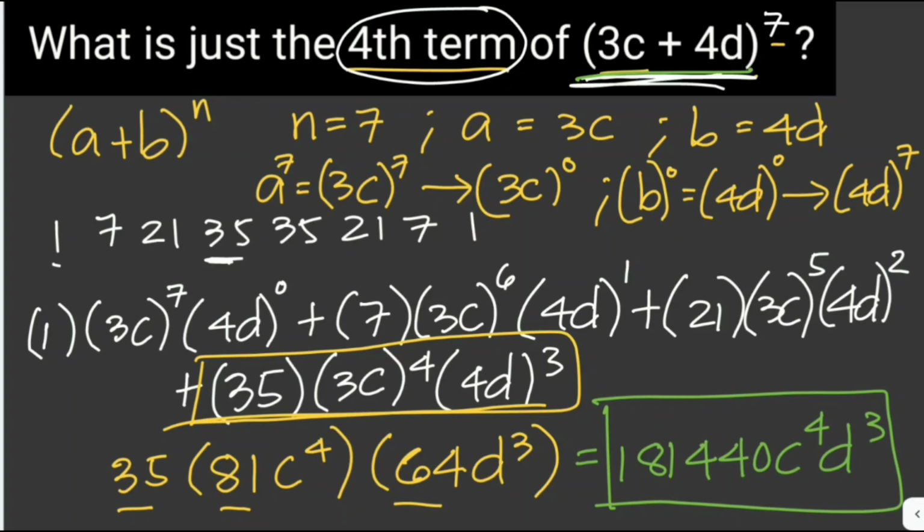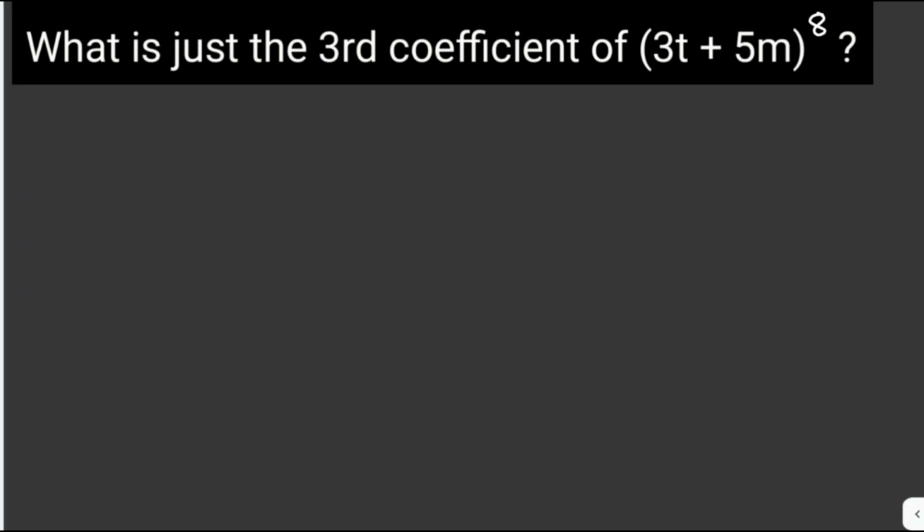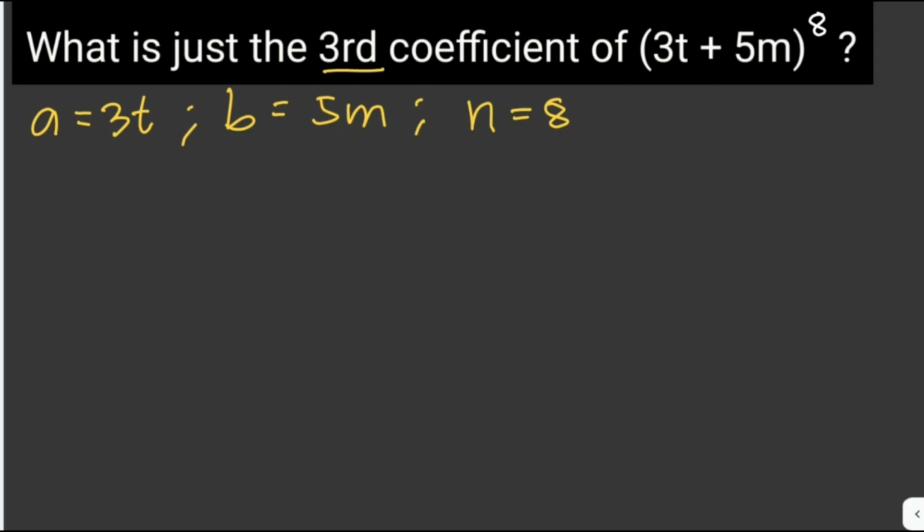Now let's try solving another problem. What if we are asked for the coefficient of a certain term of a given binomial expression? Right. What is just the third coefficient of 3t plus 5m raised to the power of 8? Okay, again, let's determine our a and b. So a here is 3t, b is 5m, and n, our exponent, is equal to 8. Now we just need the third coefficient, meaning the coefficient of the third term.